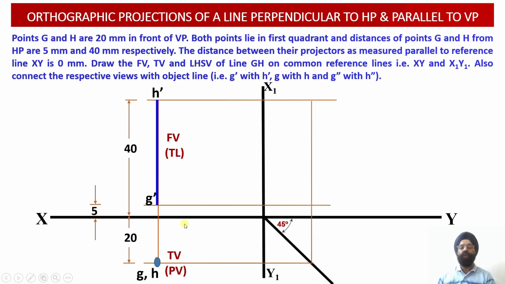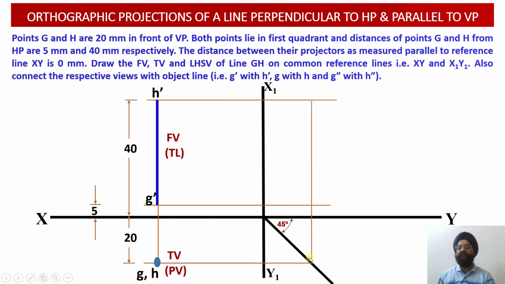Now we need to transfer this distance of the top view corresponding to the projections G and H, which is 20 millimeter in front of the vertical plane. So through these 2 points G and H, which have converged into the top view projections as a point view, we are going to draw a horizontal projector line and extend it up to the transfer line. Once we extend it up to the transfer line, 2 points corresponding to G and H will be obtained onto the transfer line.